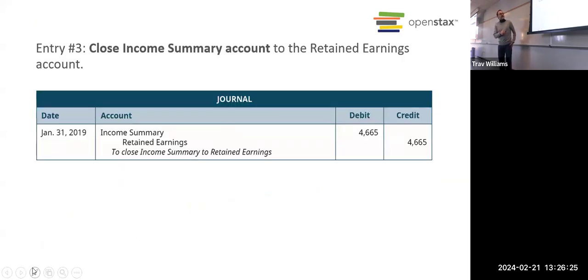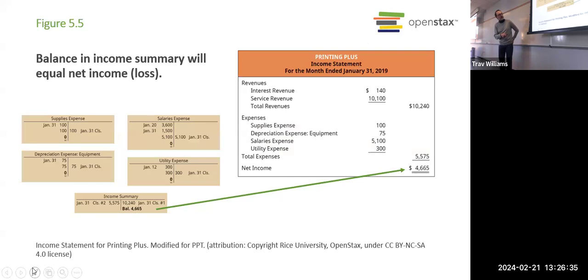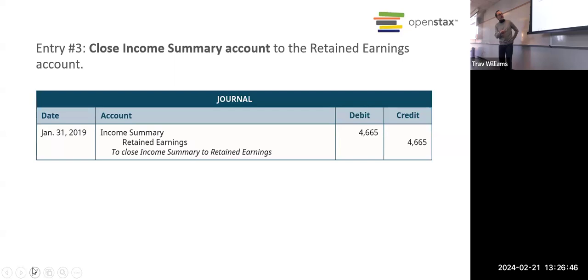Step 3. This is where we close out the income summary account. Now, in this case that we saw, income summary had a credit of $4,665, right? So how do we close that out? We have to debit $4,665. So that's what we're going to do here. We're going to debit income summary. That gets it down to 0.